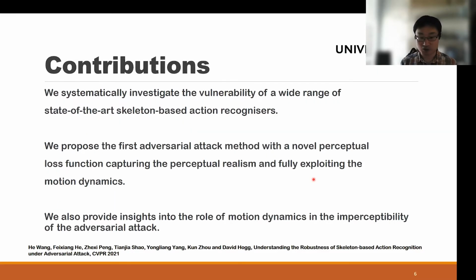So in the first piece of work down the line, we proposed a new adversarial attack method where we also show that there's a universal kind of vulnerability of a wide range of state-of-the-art skeleton-based action recognizers. We also designed a new model that would enable us to compute such adversarial attack samples, or adversaries, sorry. And we also looked into the role of motion dynamics in terms of the imperceptibility of adversarial attack of this specific type of motion.